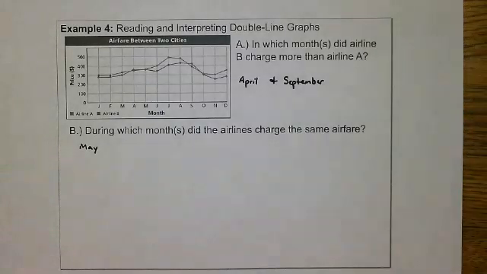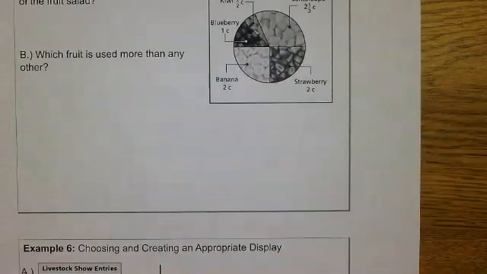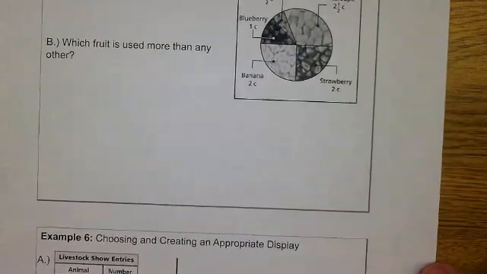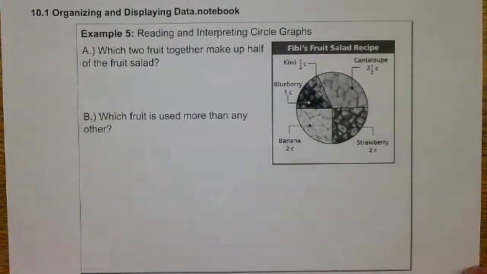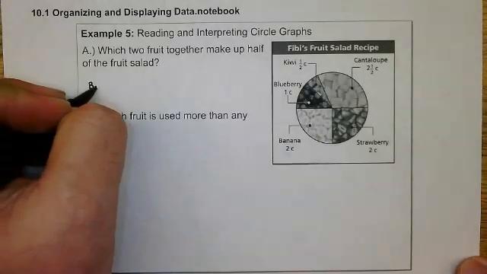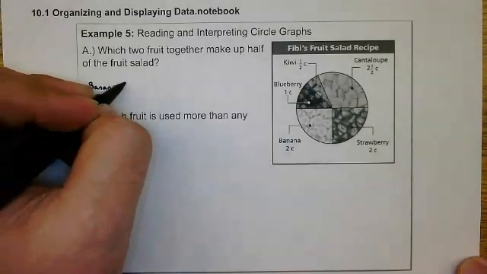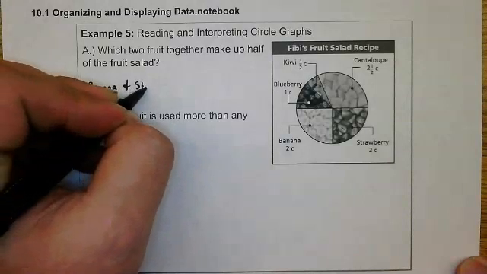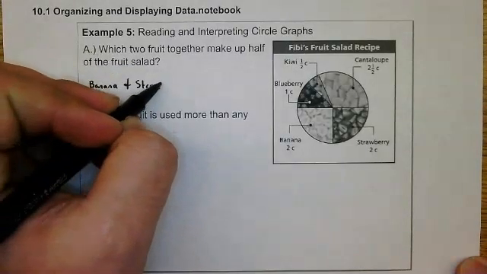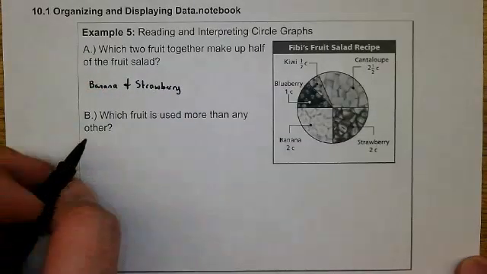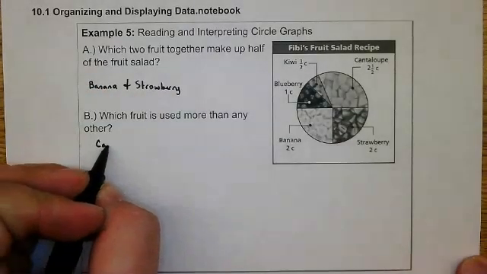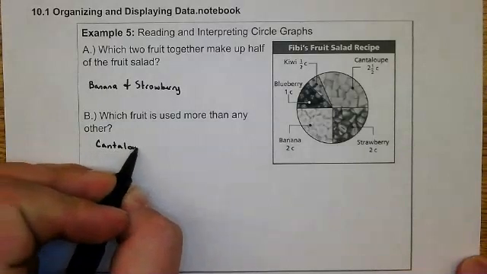And then when we talk about reading a circle graph, we have, which two fruit together make up half the salad? We have banana and strawberry. And then cantaloupe is the one that is the greatest.